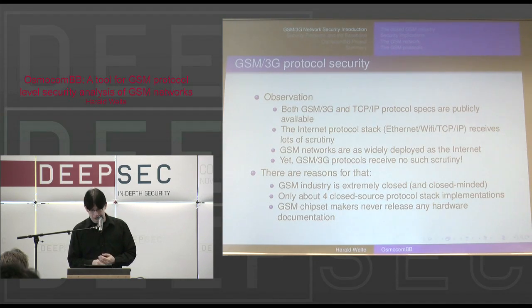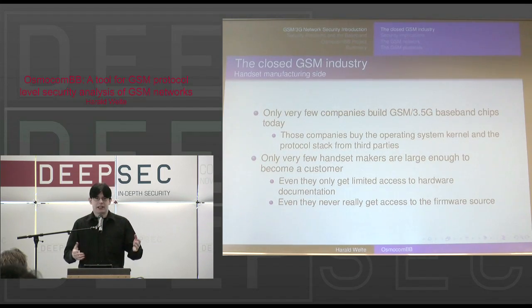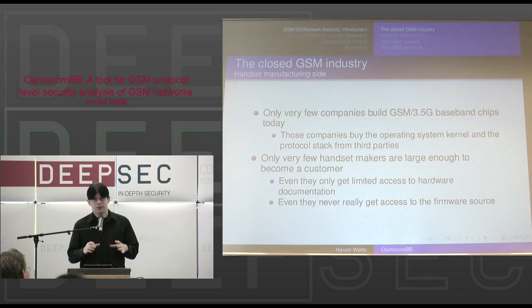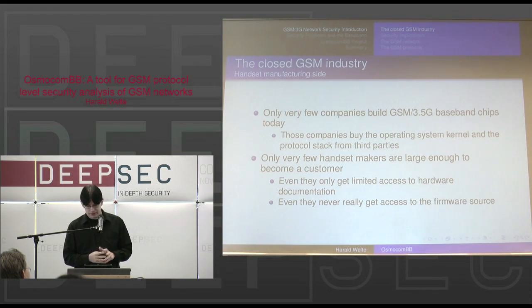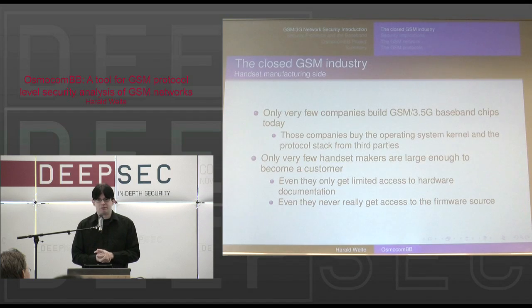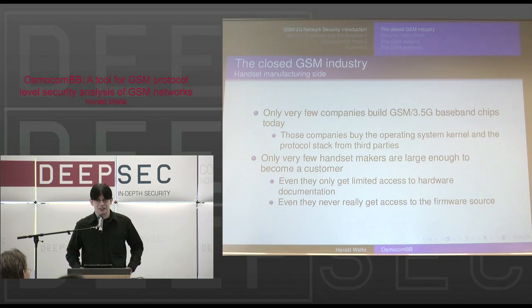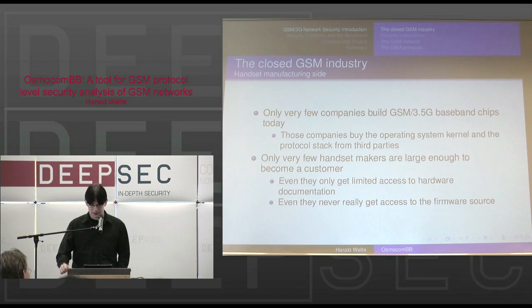And the chipset makers that produce the components that are used both in the base stations, and even more so in the telephones, they don't release hardware documentation in the way that other companies release hardware documentation about their silicon. There are very few companies that build the baseband chips that are used in those phones. The companies, as I said, are mainly silicon companies. They buy an operating system kernel from somewhere else. They buy a protocol stack from somewhere else. So it's not their core expertise, at least initially, that stack or the operating system.